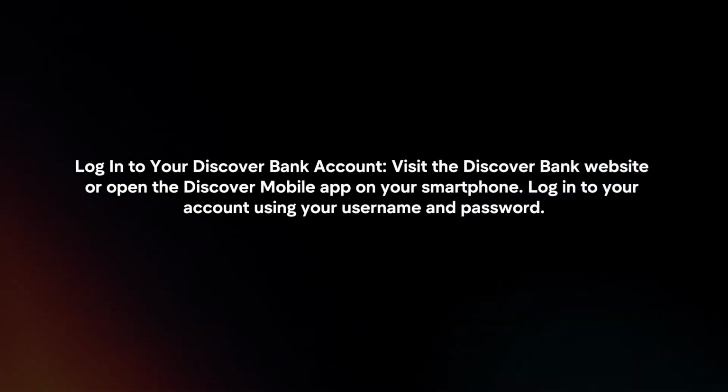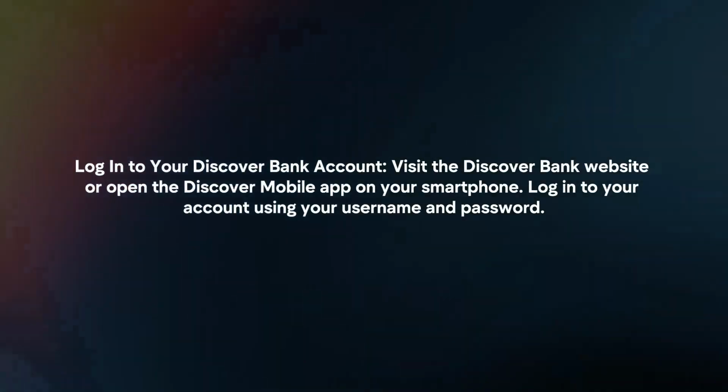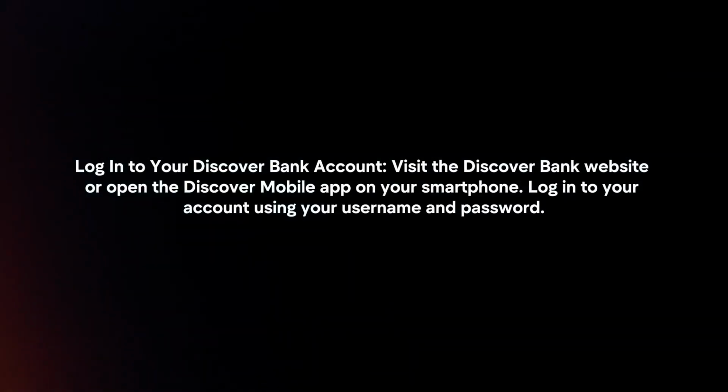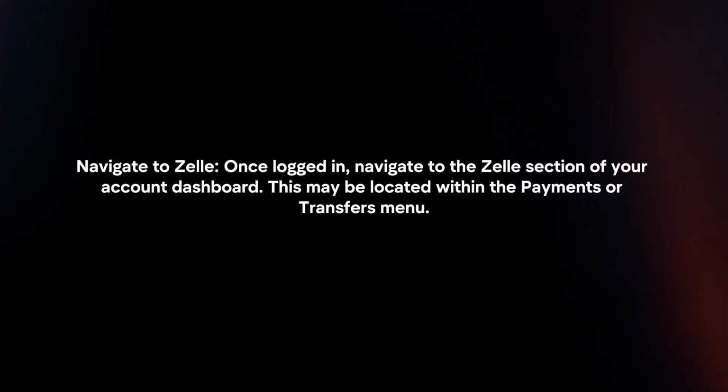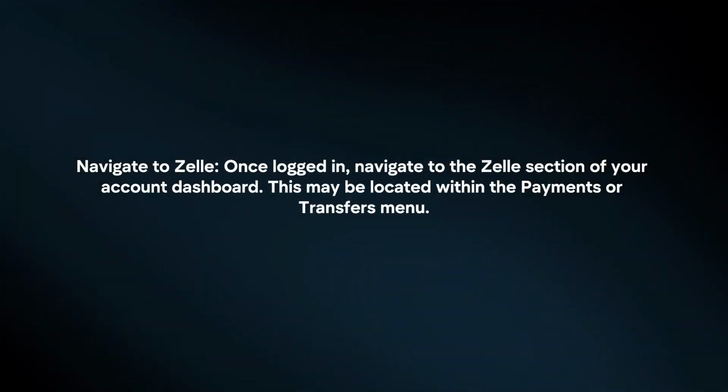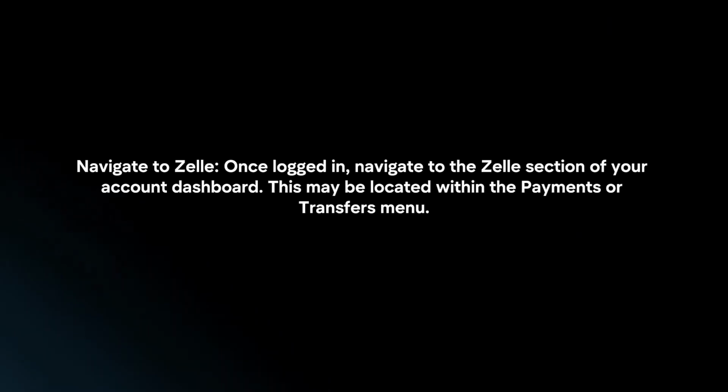Visit the Discover Bank website or open the Discover mobile app on your smartphone. Log into your account using your username and password. Navigate to Zelle. Once logged in, navigate to the Zelle section of your account dashboard. This may be located within the Payments or Transfers menu.